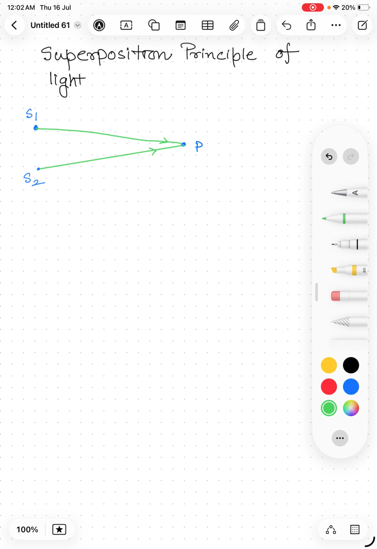Now light is an electromagnetic wave, so I'm drawing the electric field, which is oscillating perpendicular to the ray. There is of course also a magnetic field, which I am not drawing. These two light rays are coming, and as a result the electric field from source 1 and the electric field from source 2 are both present at the point P. So at P I can write EP equals E1 plus E2.